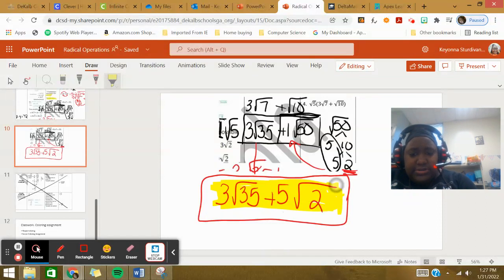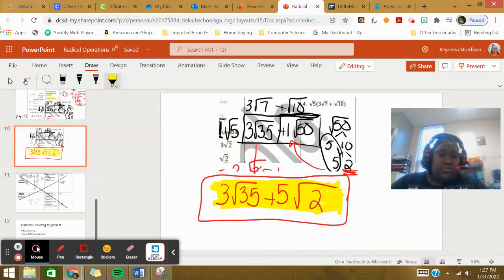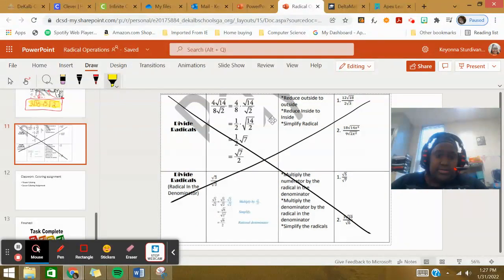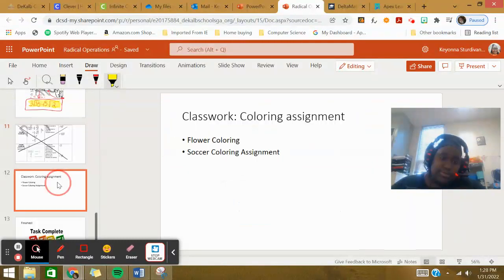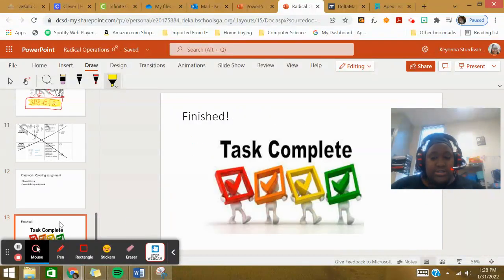And so let's take a look at what your classwork is for today. Just a reminder, make sure that you put an X to divide radicals. The classwork for today, guys, you will have a flower coloring and sock coloring assignment, which focuses on operations with radicals, which is adding, subtracting, simplifying, and multiplying. The questions that have division on it, I went ahead and gave you guys a solution. Please make sure that you do the exit ticket for today, and then after that, we will be finished.